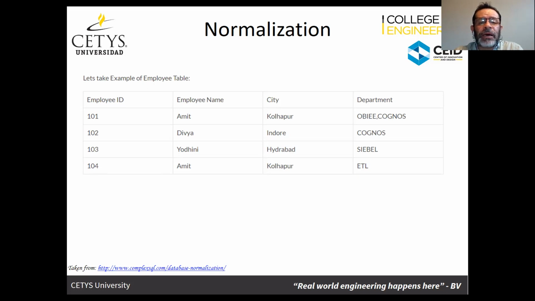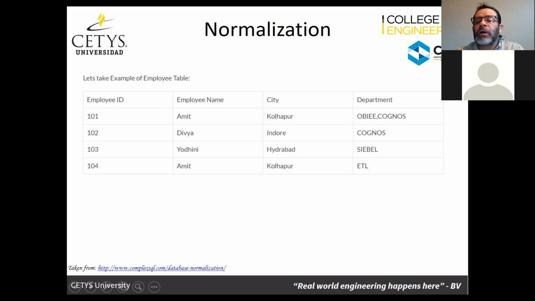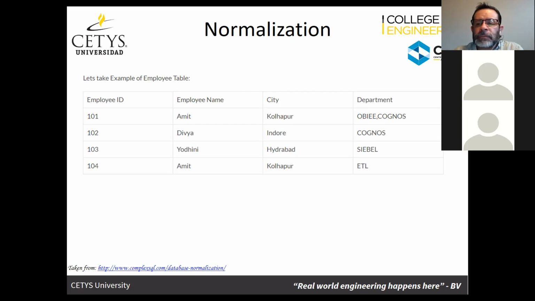How many attributes does this table have? Can somebody tell me? 4. 4, correct, yes, Ali. Very well done. How many records does this table have? 4, correct. The first one is the header that's got the attributes.